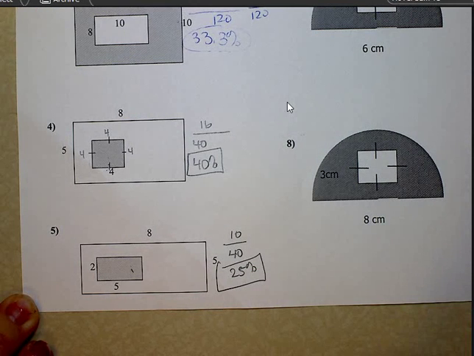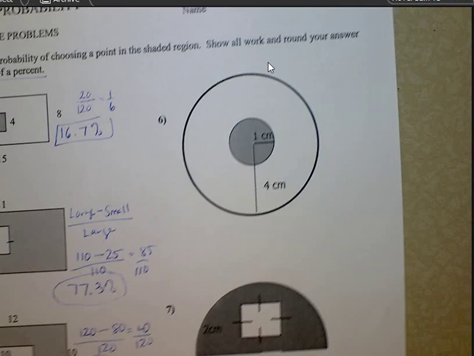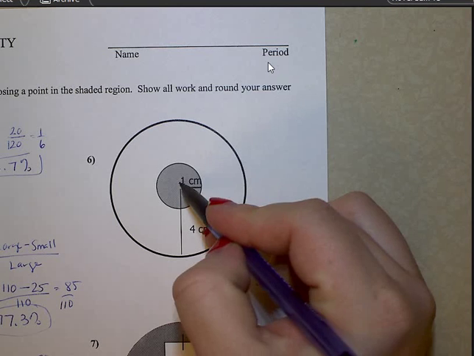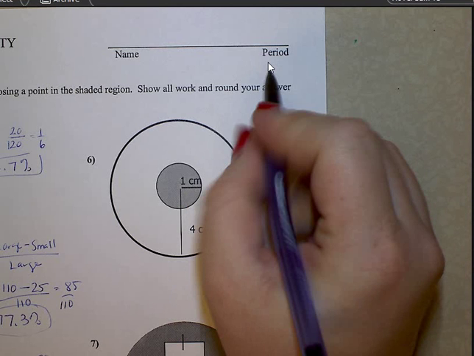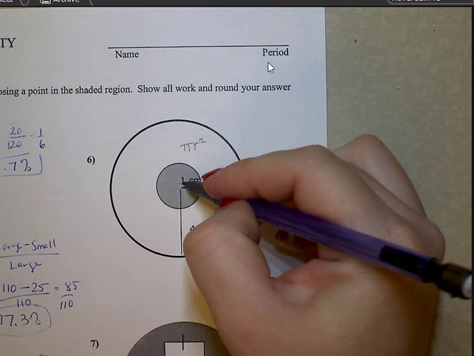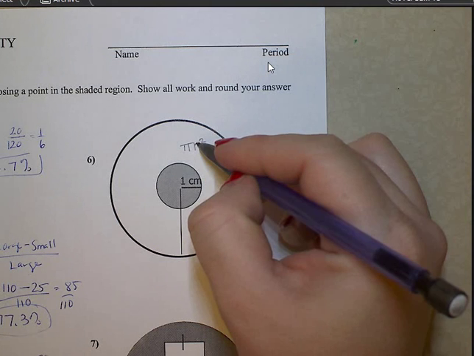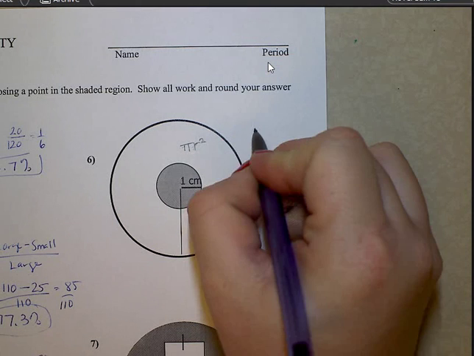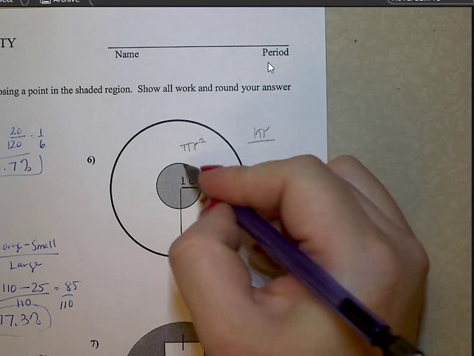Moving on to circles and semicircles. Inside is shaded, so we're going to do the area of the inside. So we're working with circles, pi r squared. So the radius is 1. 1 squared is 1, so this is 1 pi. Area of the inside circle is 1 pi.